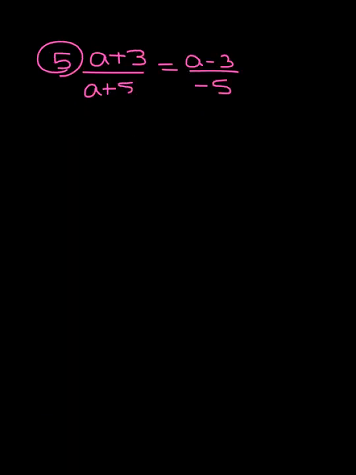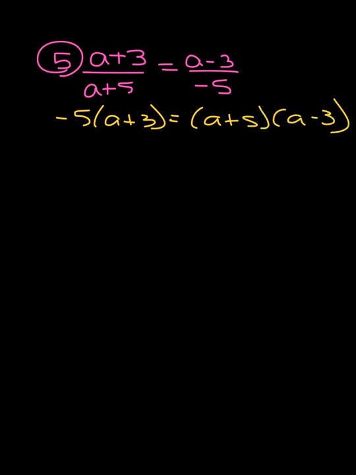Let's take a look at our last problem for today. So again, I'm going to cross multiply. I have negative 5 times a plus 3 is equal to a plus 5 times a minus 3. So my first step on the left-hand side is I'm going to distribute, so I get negative 5a minus 15. On the right-hand side, I have a binomial times a binomial, so I'm going to use FOIL.